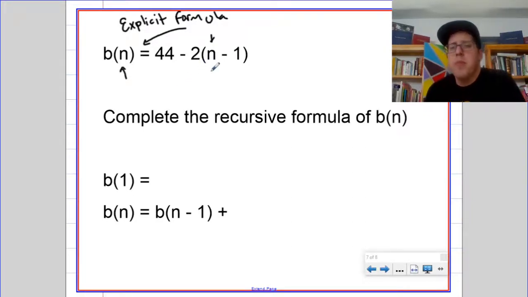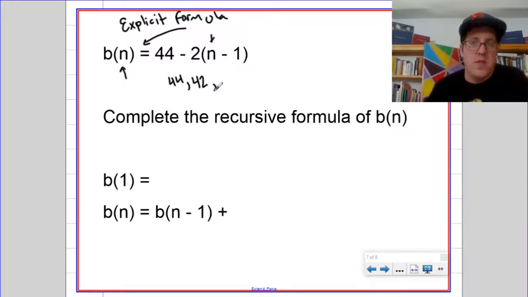Okay, if I plug in 1 here, 1 minus 1 is 0. 2 times 0 is 0, so it's just 44. If I plug in 2, 2 minus 1 is 1, 2 times 1 is 2, 44 minus 2 is 42.